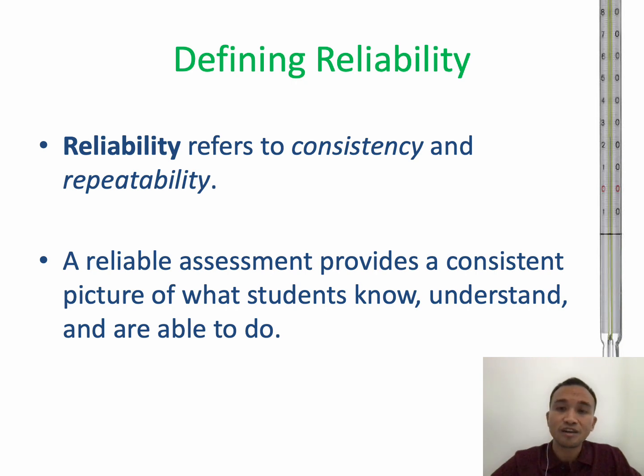A reliable car is one that you can count on to perform consistently. For example, a thermometer that fluctuates greatly within a few minutes is not reliable. A thermometer that always reports a temperature 5 degrees higher than the actual temperature is reliable, but not valid.